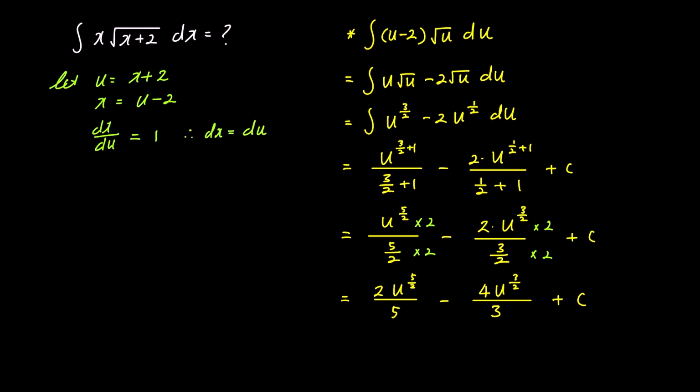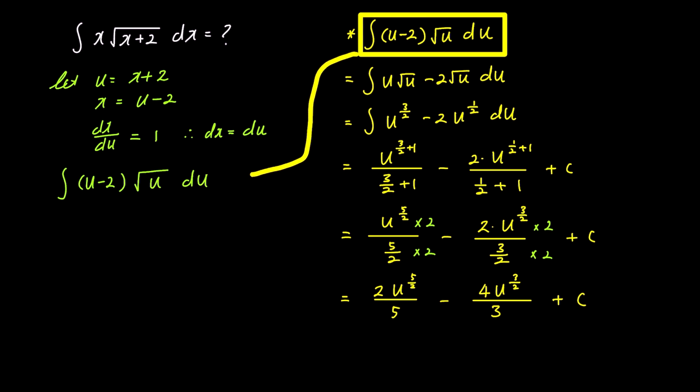Now let's substitute x with u minus 2, x plus 2 with u, and dx with du. This transforms the problem into the integral of u minus 2 times square root u du, which turns out to be the same as the problem we solved on the right. Do you see why we needed to substitute u for the expression inside the square root, x plus 2?